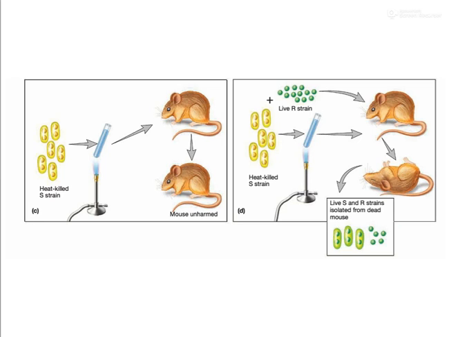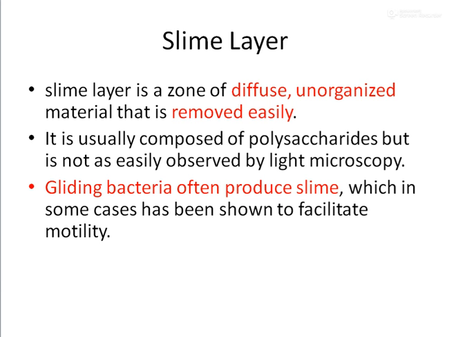And the presence of the capsule was enabling it to form a smooth colony, and it is the capsule which is responsible for the pathogenicity. So now let's move on to the next type of structure which we can have. The second one is a slime layer.